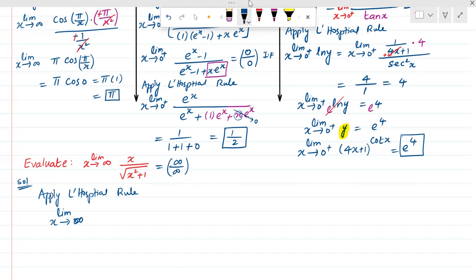Here we will have the differentiation of the numerator as 1. What about the denominator? First you have to differentiate the root. When you differentiate the root, 1 over 2 root x square plus 1. This is the root done. What about the inside? Into 2x. Now if you simplify, you will get what? Cancel. So it can be rewritten as limit x approaches infinity, and this part goes to the numerator.